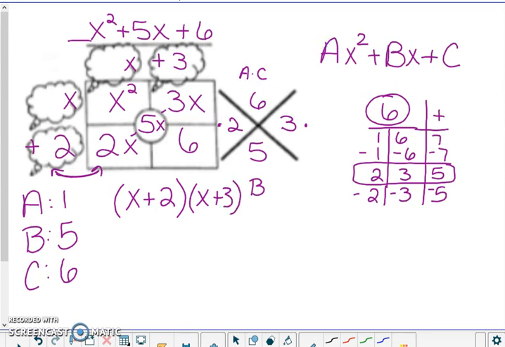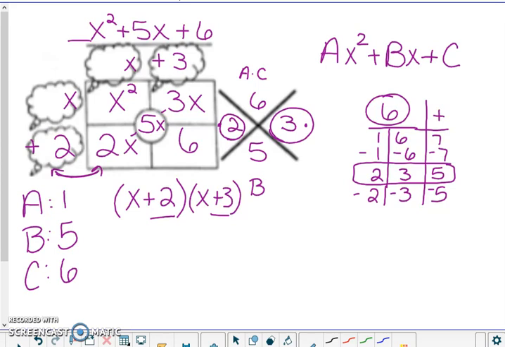So every time your a value is 1, you'll notice that the factors that I got over here are the same as the ones that went into the parentheses. And that's going to happen every time a is 1. However, a is not always 1. In fact, it frequently is not.